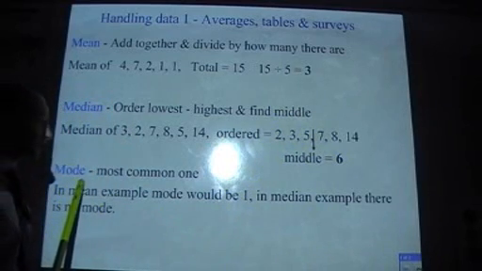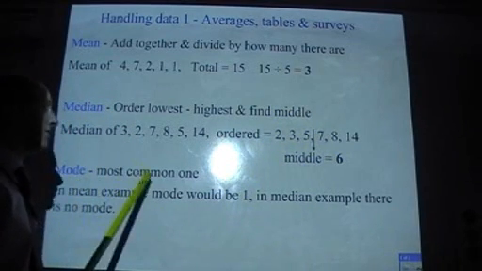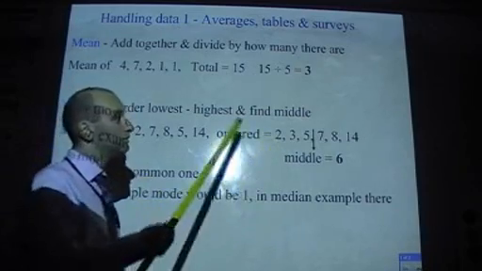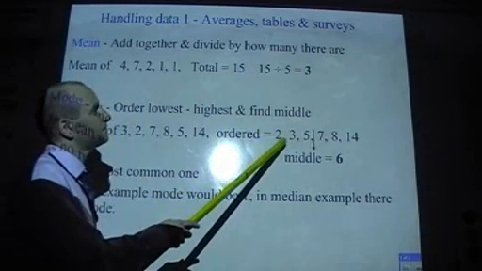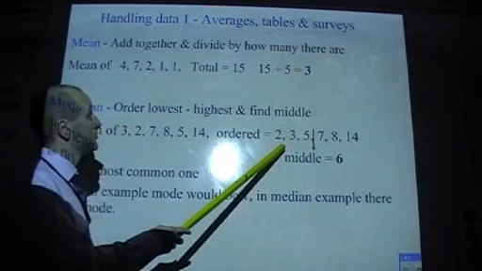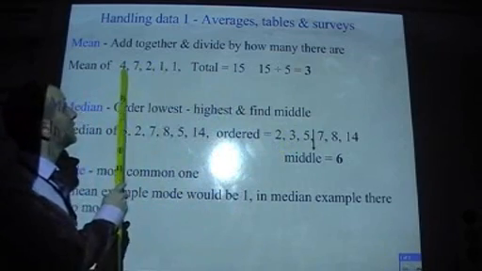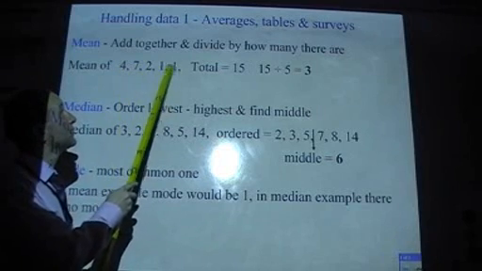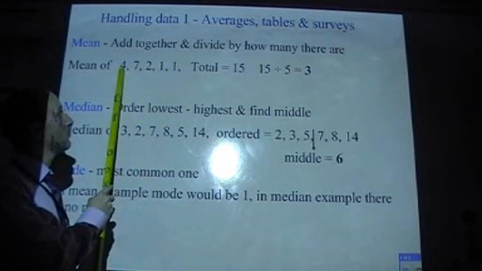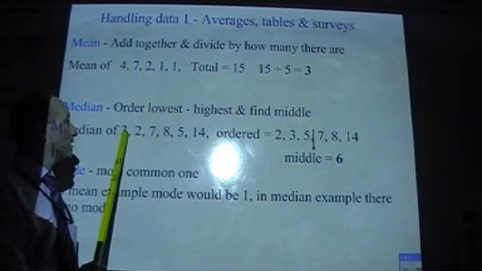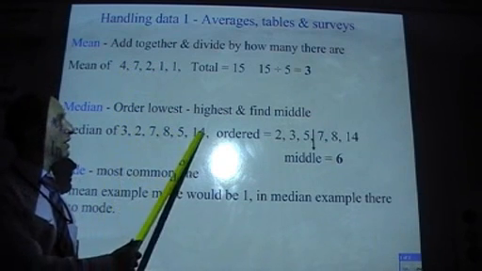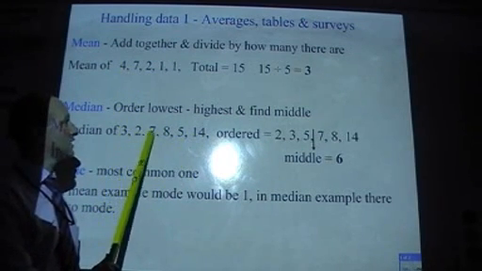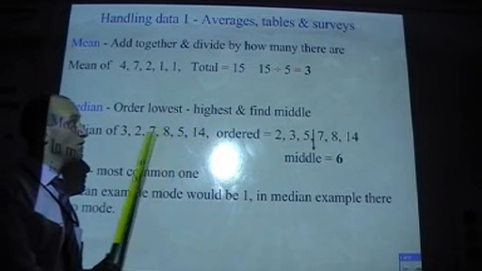Okay, the mode is simply the most common item of data, the number that occurs the most often. So, in this example up here, the mode would be 1, because I've got 2 1s, I've only got 1 2, 1 7 and 1 4. In the example here, there wouldn't be a mode. My data is 3, 2, 7, 8, 5, 14, all different.